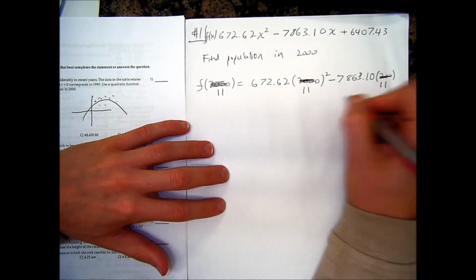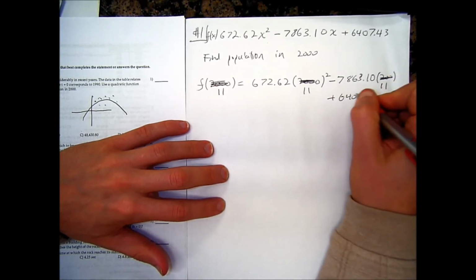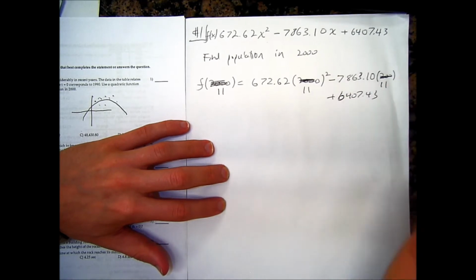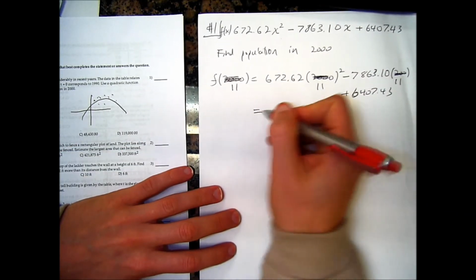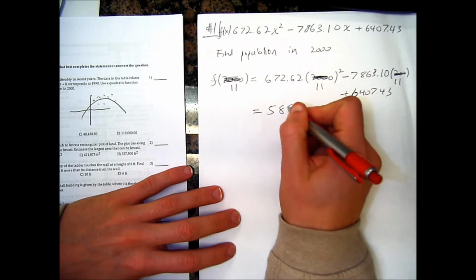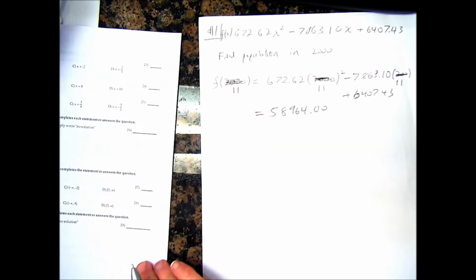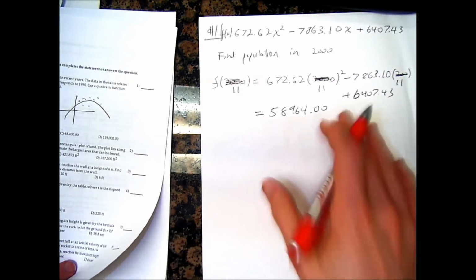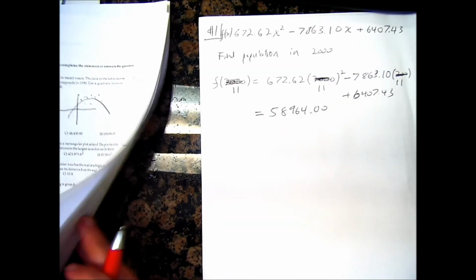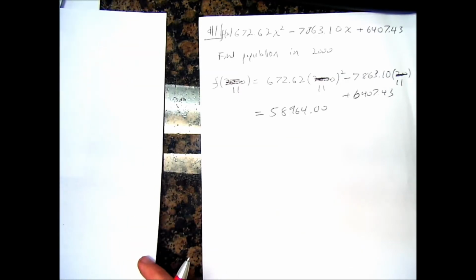Okay, and then plus 6407.43. All right, and when you plug it all in, that should get you 58964.00. The thing is, you'd have to go through it and do all the arithmetic, but you know how to do that.